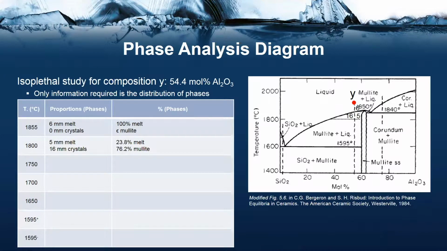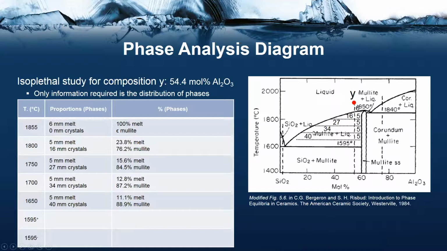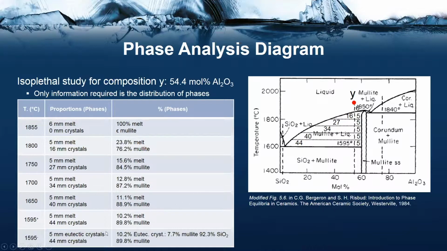What we do next is that we fill in the rest of the information, and this is simply done by doing the lever rule measurements, and you know this by now, so I have just added it to the table. Coming to 1595 plus, we measure it as such that we have 44 millimeters of mullite and 5 millimeters of the melt, which transforms to 10.2% melt and 89.8% mullite. The last step is that this last part of the melt forms the eutectic crystals. So we will have 5 millimeters of the eutectic crystals, which is 10.2% of eutectic crystals.